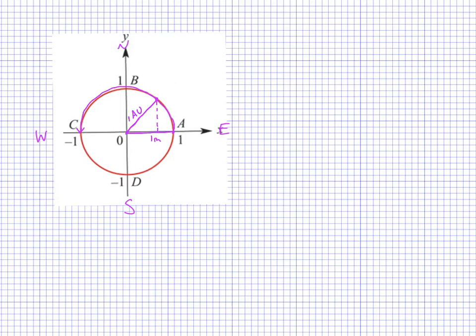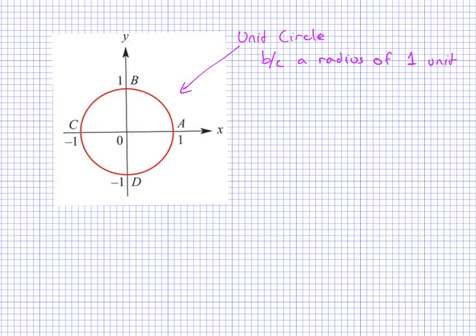All right? So a few things that we use today, and I'll quickly go through those to show you. So first and foremost is that this thing here is called the unit circle, because it has a radius of 1, and that's the only reason it's called the unit circle. A radius of 1 unit, whatever that unit is.